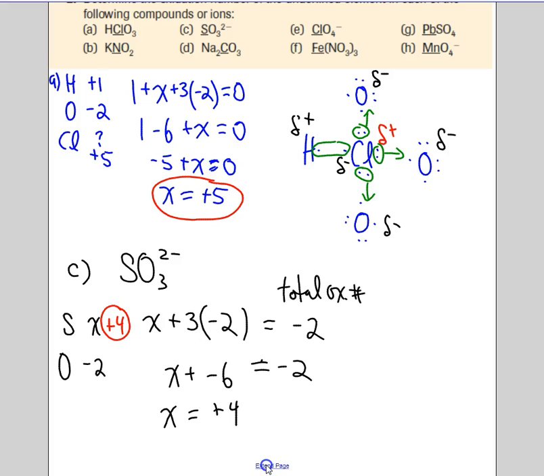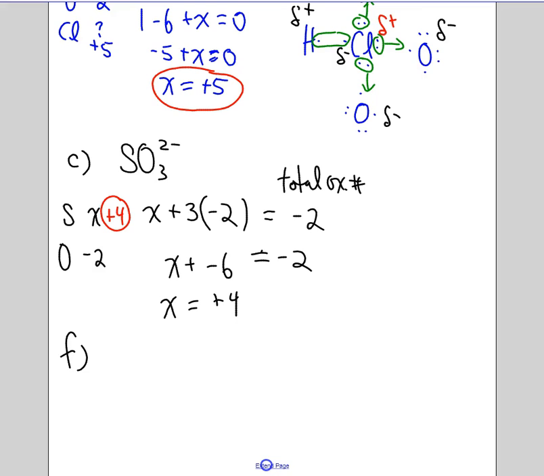If we were to look at, let's say F, and we have iron 3 nitrate, we have iron, nitrogen, and oxygen here. We know this is an ionic compound, and if we reverse the crossover rule, we know that we have 3 nitrate ions and 1 3+ ion. So this ion would have to have an oxidation number of +3.